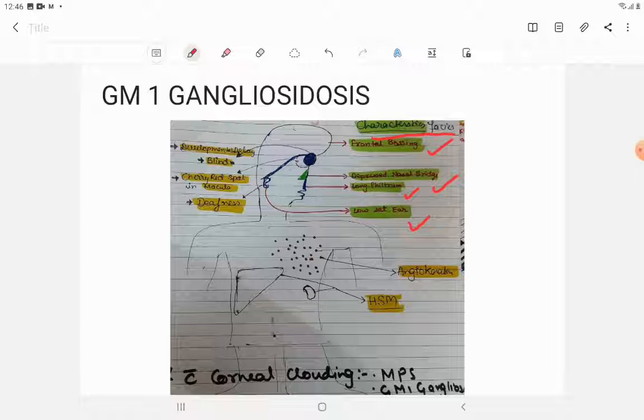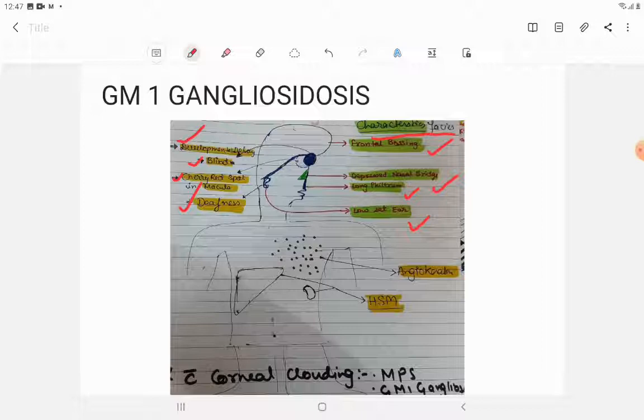So first was frontal bossing, then depressed nasal bridge, then the third was long philtrum, and the fourth was low set ears. The other features found in GM1 gangliosidosis: first of all, developmental delay. We can relate it with the frontal bossing just for memorizing. Then blindness, as the child can't tell that he is blind, so we have to check. Then there is a cherry red spot on the macula. Then deafness, we can relate it with the low set ears.